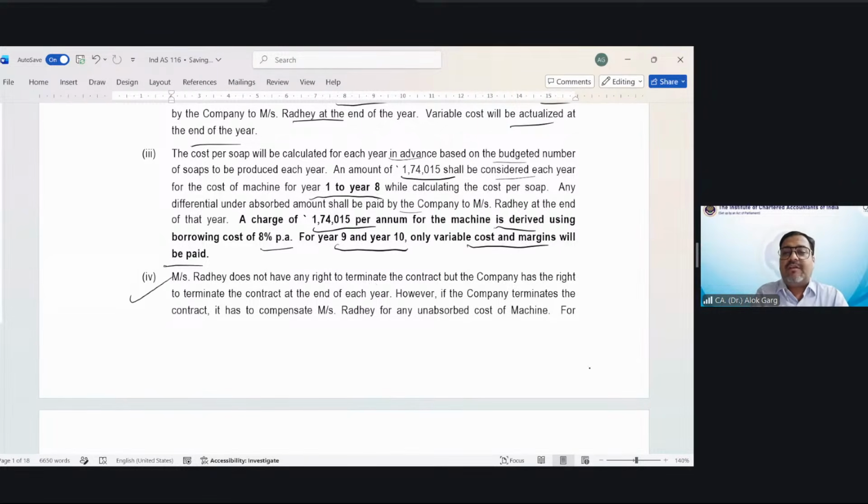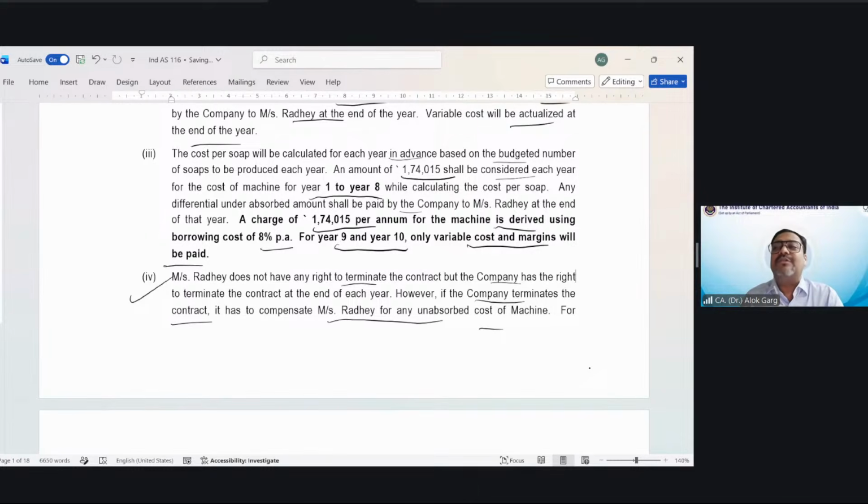Messrs. Radhe does not have any right to terminate the contract, but the company has the right to terminate the contract. The lessee has the right to terminate the contract, okay. However, if the company terminates the contract, it has to compensate Messrs. Radhe for any unabsorbed cost of the machine. It means your 8 year is a non-cancelable period and the last 2 year is a termination period.